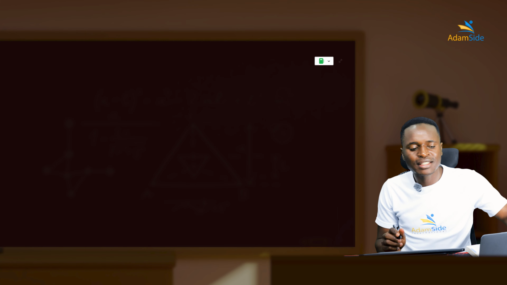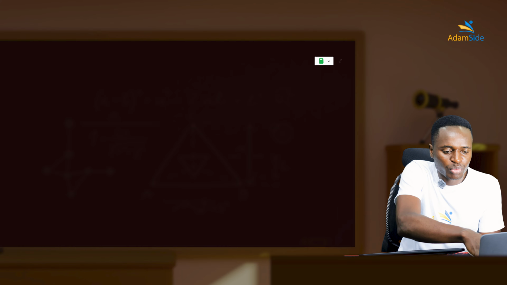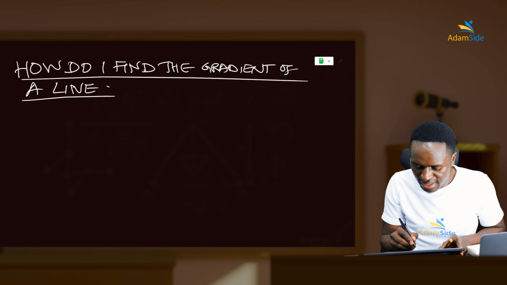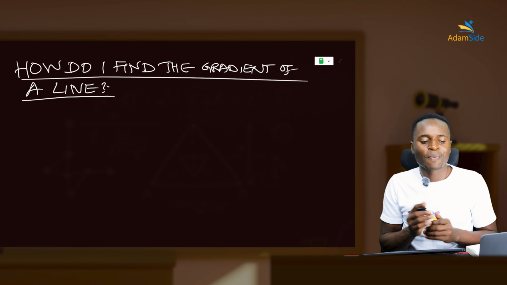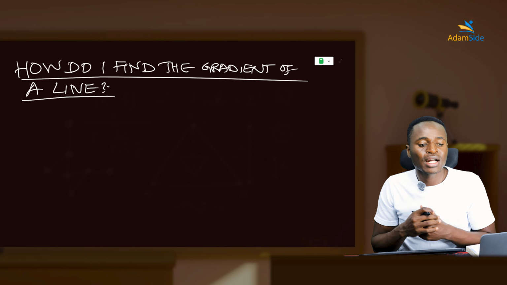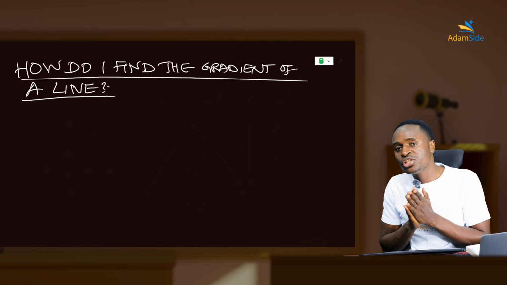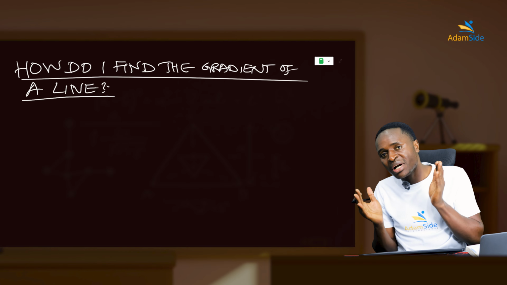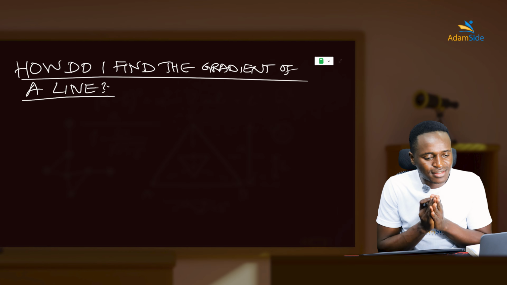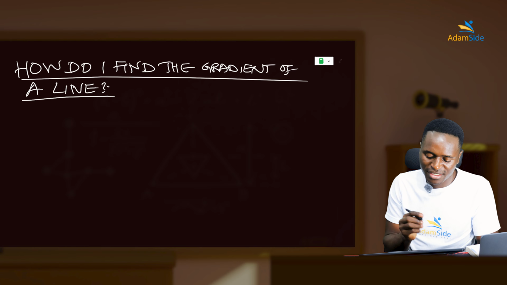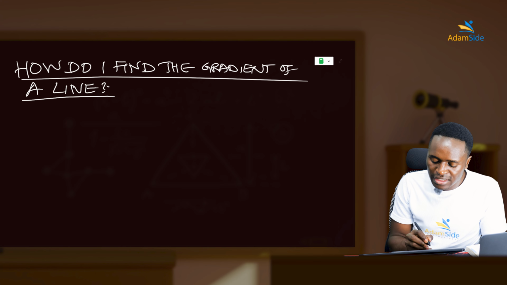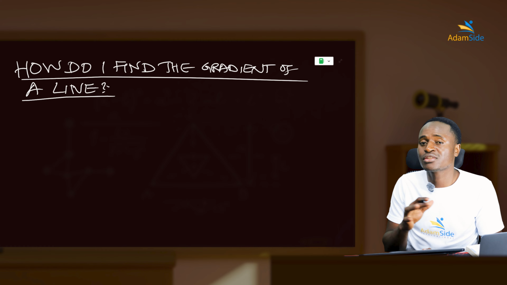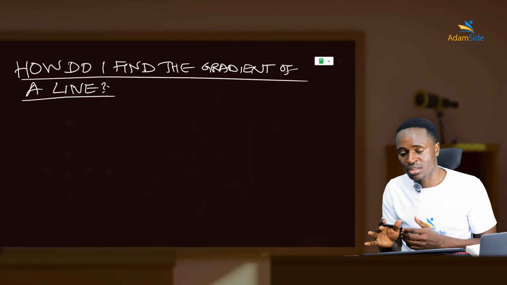Now, how do I find the gradient of a line? That's the most important question. We say the gradient is the change of y divided by the change of x values. In other words, we say a shift of point. Remember, it's also like translation in some other way.